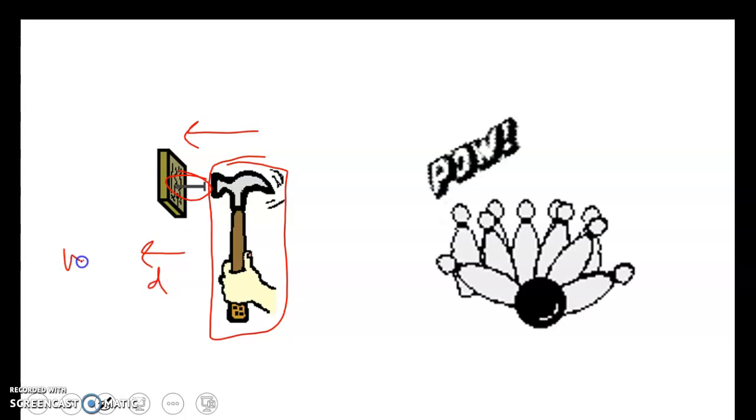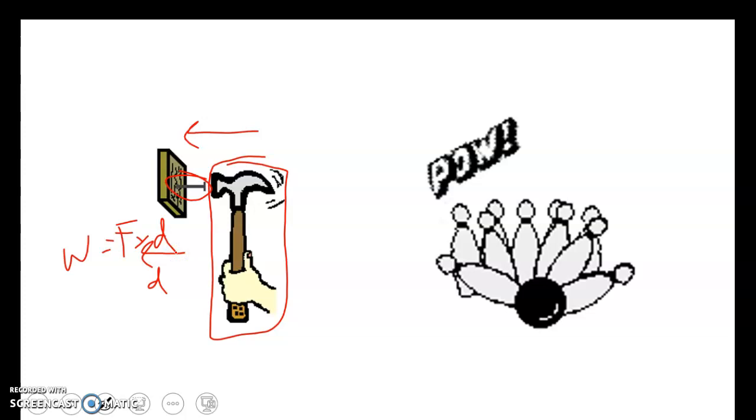Let's look at a couple of other examples. You've got the hammer, right? And the hammer is going to have some kinetic energy as you swing it. It is going to do work on the nail because it's going to apply a force to the nail to move it a distance, right? It's going to displace the nail, and it's going to go in the same direction. So work, remember, is force times distance.